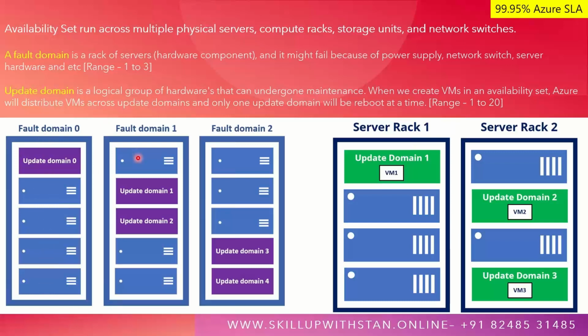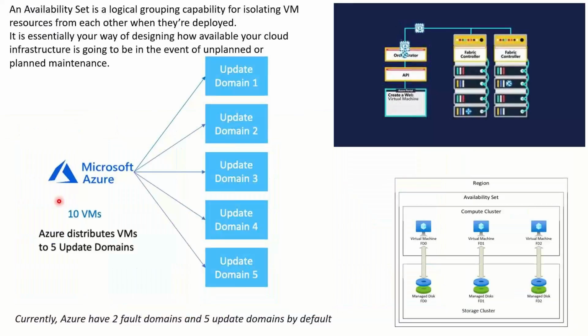If your VMs are running on multiple different racks, it is not going to impact the virtual machines on the other rack when there is a problem with any of the physical components in rack one. So based on these options, you can place your virtual machines into different racks or different servers.